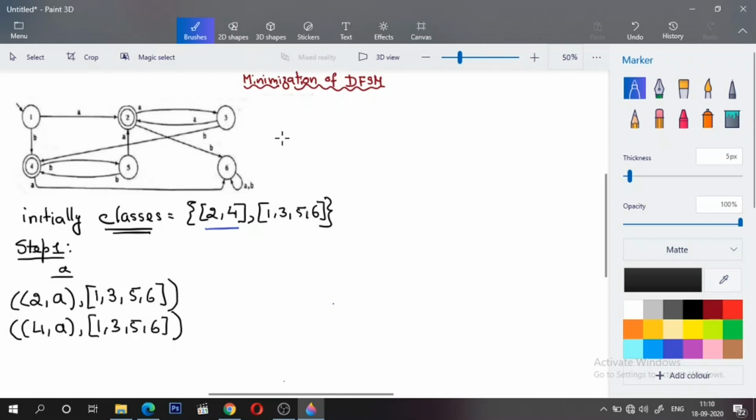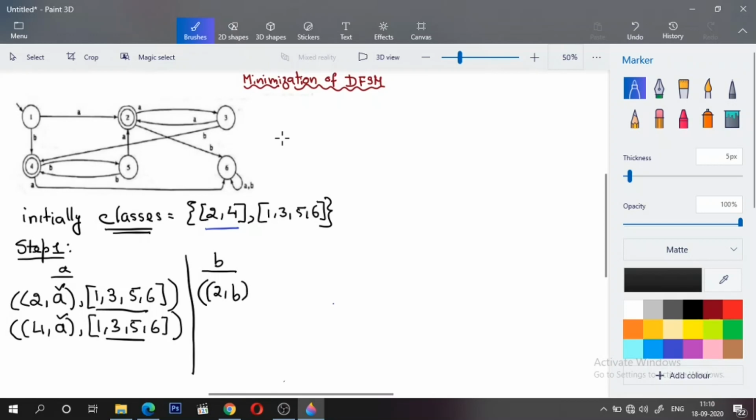So, since both 2 and 4, for the input symbol A, will make a transition to the same class, that is 1356, there is no splitting required. Okay, there is no splitting required, but we are not done with B, isn't it? So, let us check for B. 2 upon B.